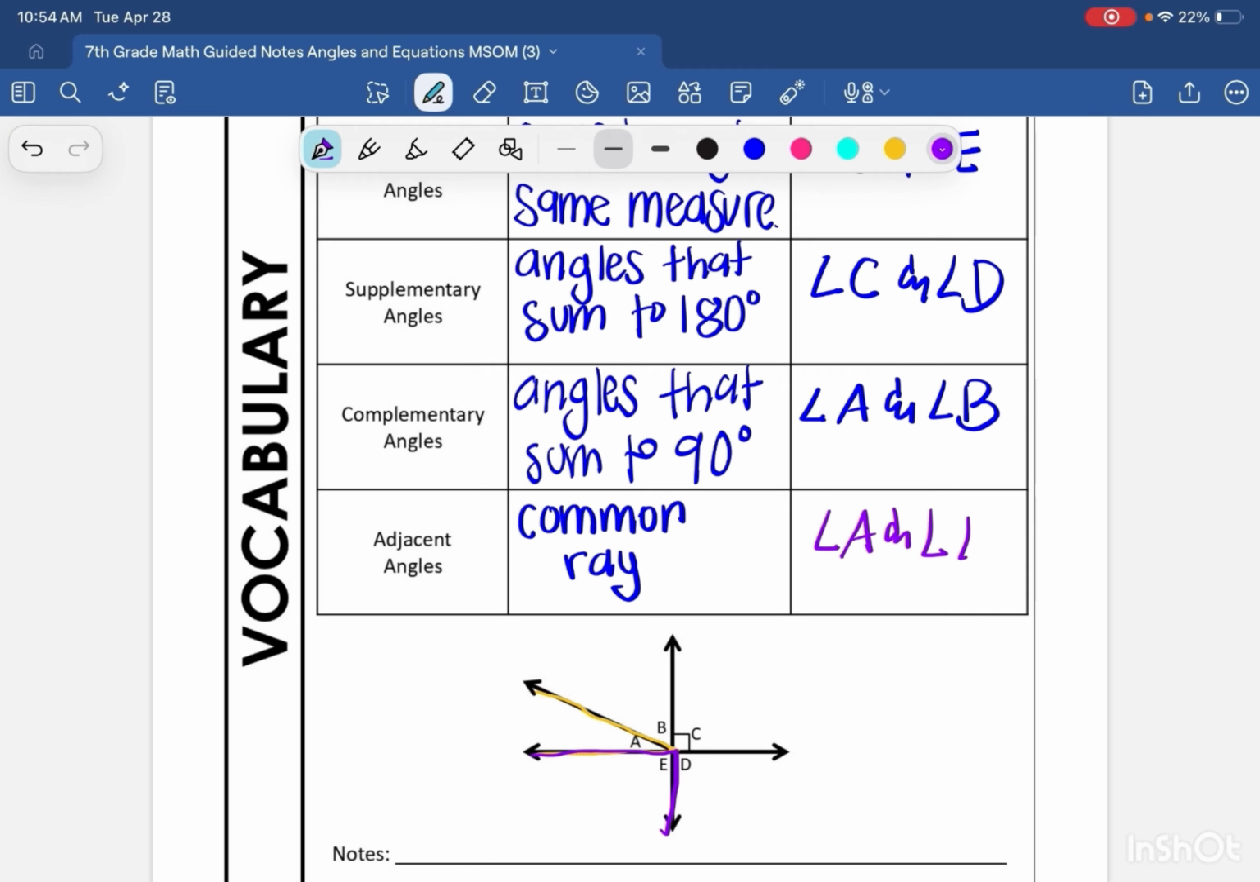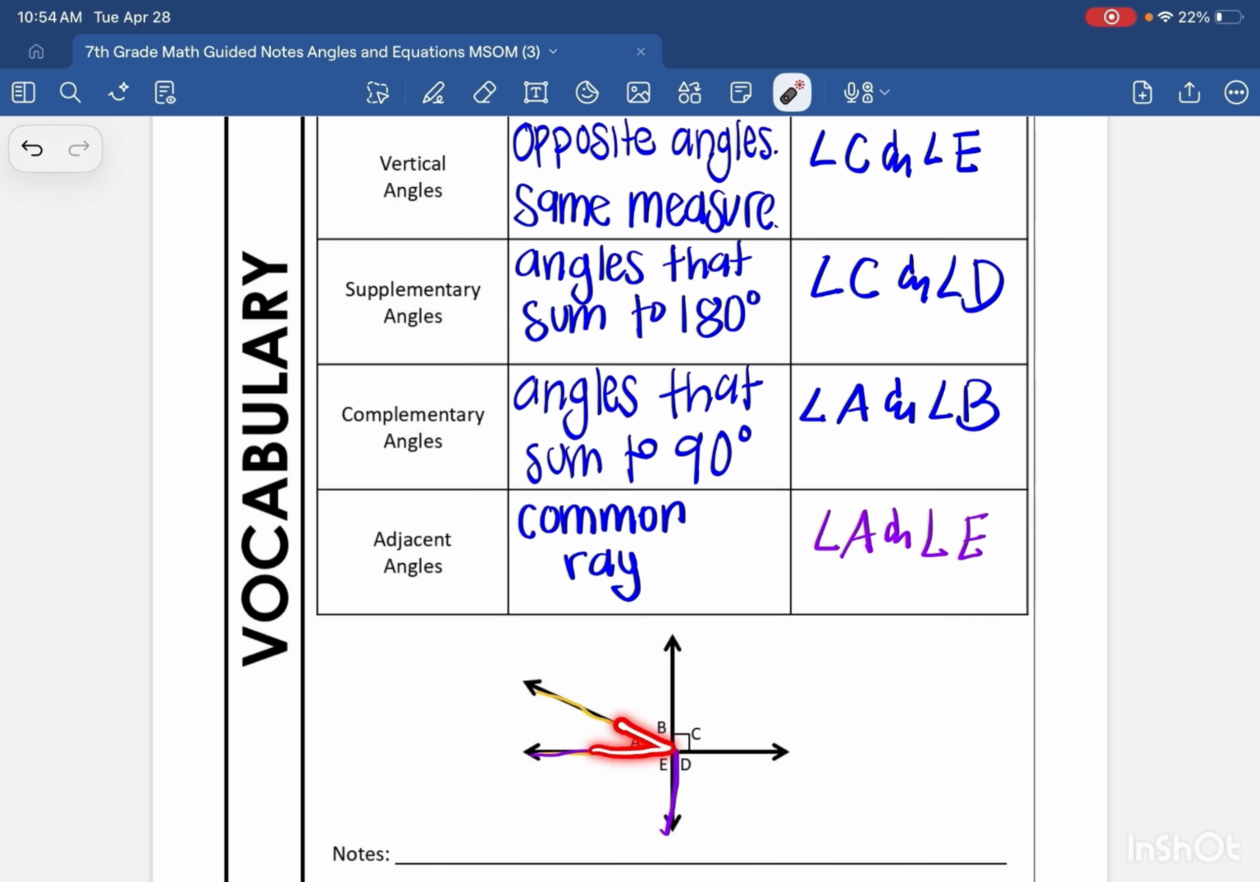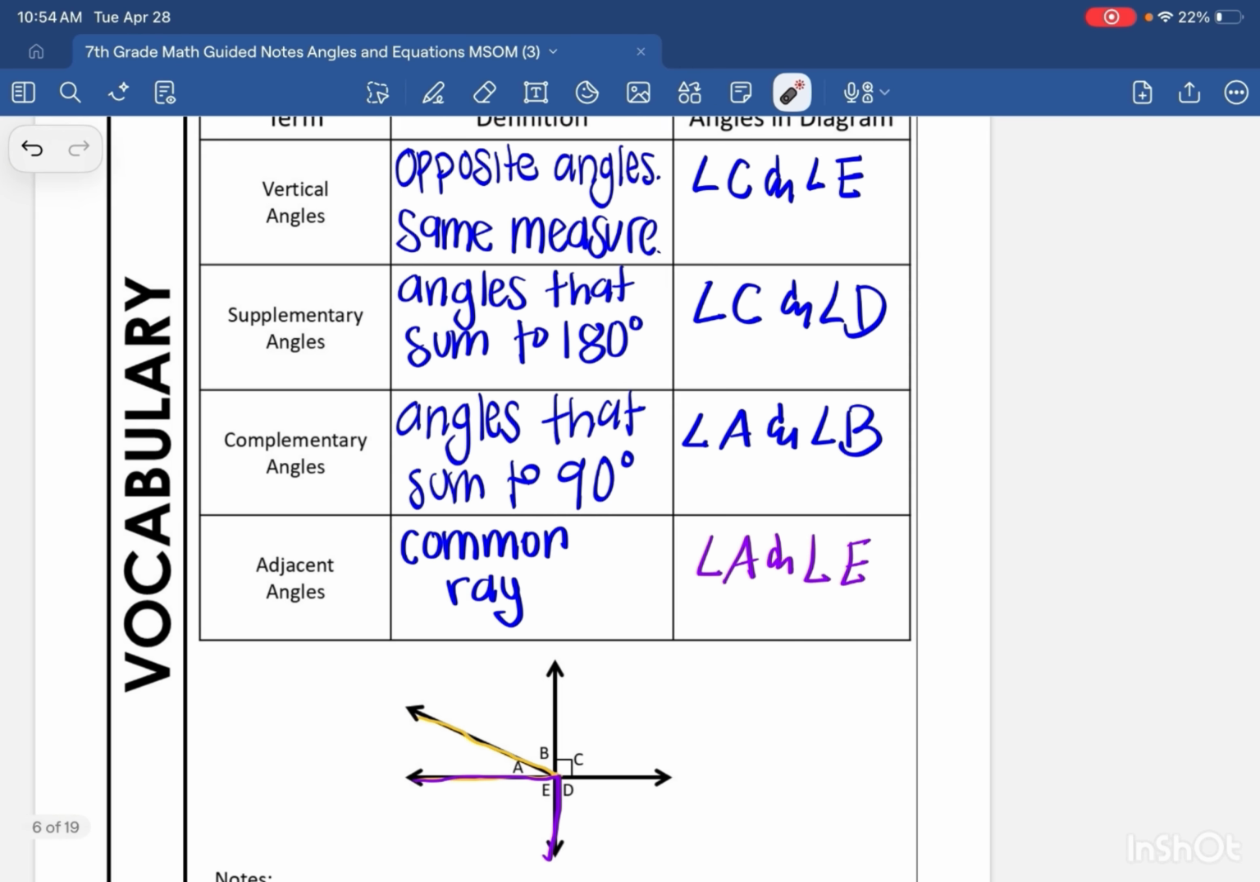Angle A and angle E. There's lots of adjacent angles on this diagram. You could do angle A and angle B and angle C, etc. So they are angles that share a common ray. All right, let's flip to the next page.